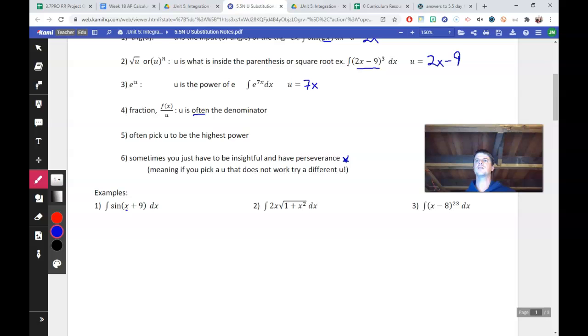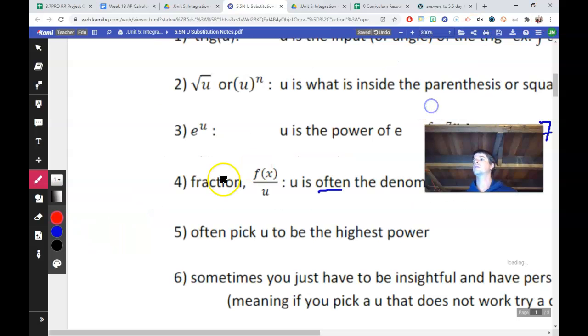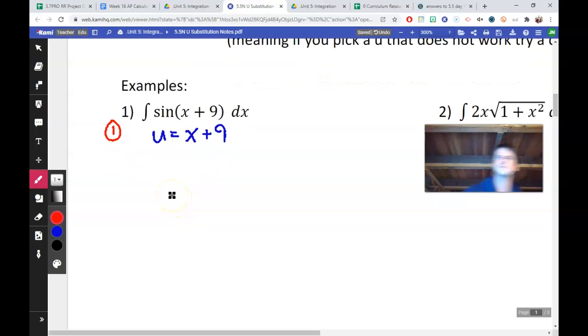So I see a trig function here, and according to my tips, if we have a trig, just make u the input. So let's do that. So u equals x plus 9. Okay, so that is step 1. Actually, I'm going to zoom in a little bit here so stuff gets a little bit larger, it's easier to see. Cool. All right. Step 2 is then to take the derivative.